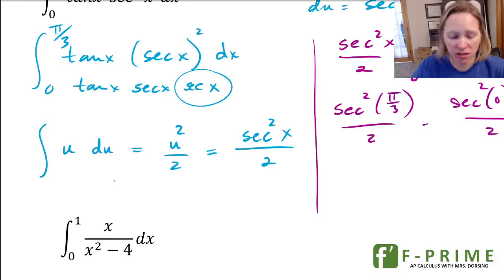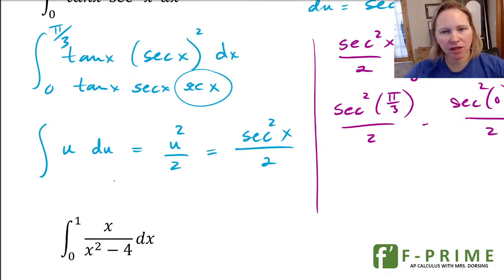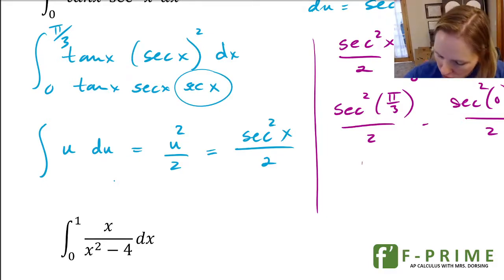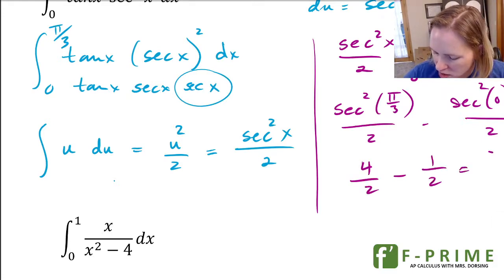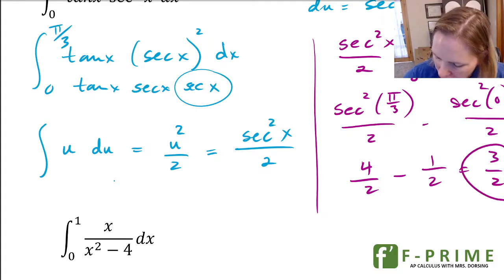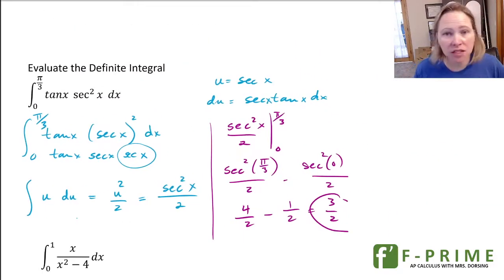Secant's 1 over cosine, so even if I don't have a calculator, I can figure this out. Pi over 3 is 60 degrees. Cosine of 60 degrees is 1/2. Flip it, it's 2. 2 squared is 4. So we have 4 over 2, and then this will be 1 over 2. That's going to give me 3/2.